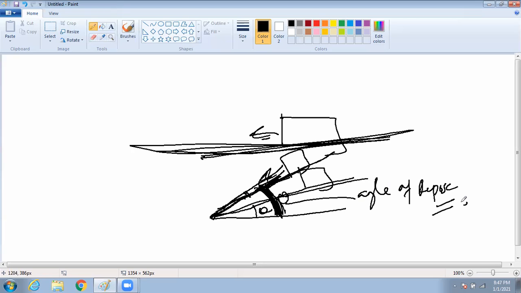Clear? Yes, sir. Laksh, clear? Sir, so that angle of inclination is called angle of repose now, sir? Yes. Okay? Okay. Clear? Okay. So let us see.